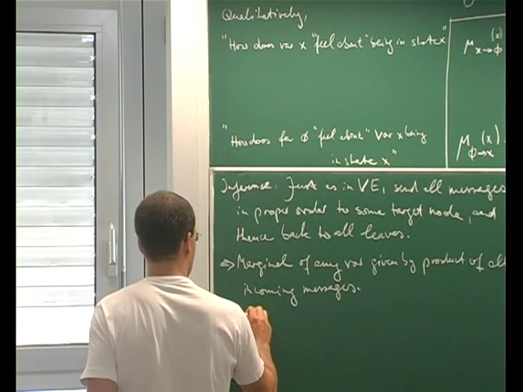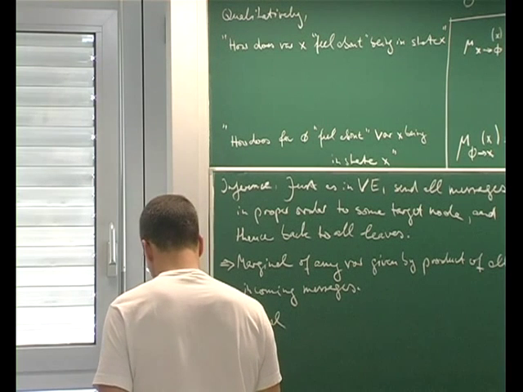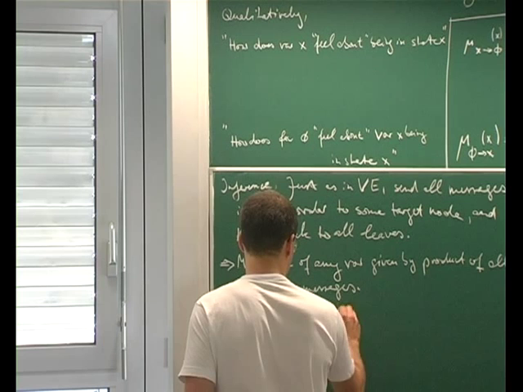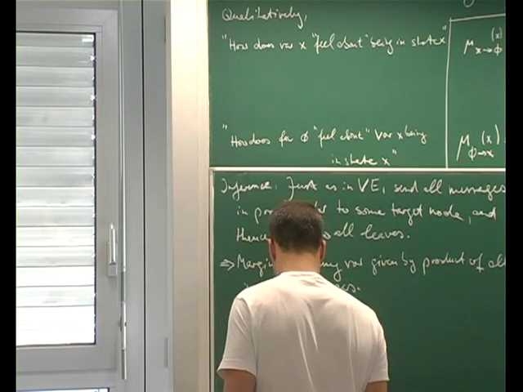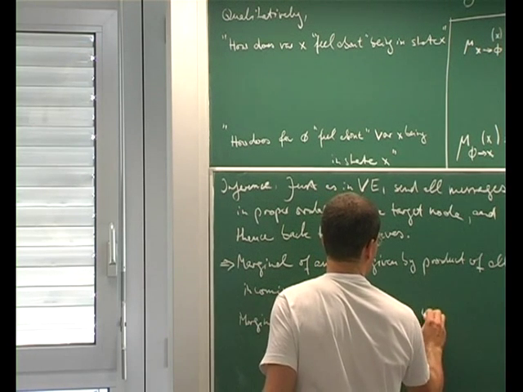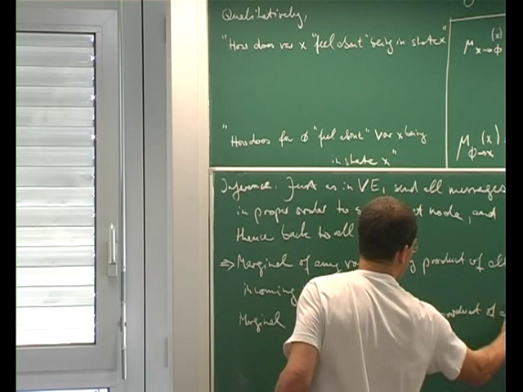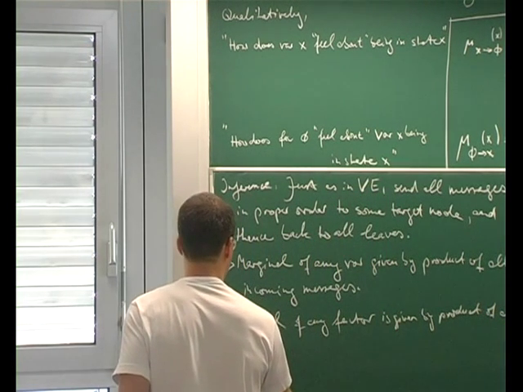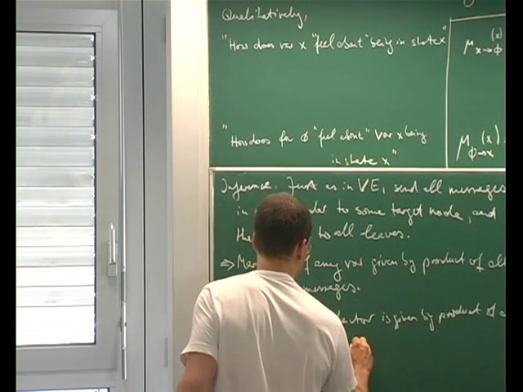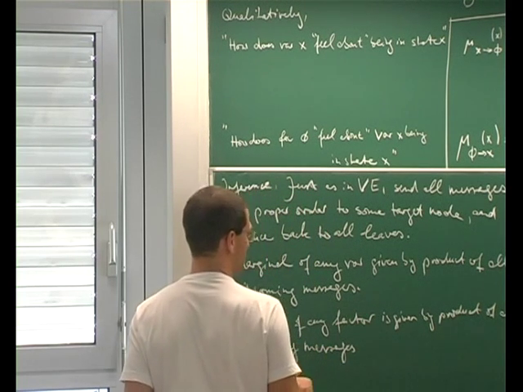And the marginal of any factor, if you happen to be interested in that, is given by the product, again, of all incoming messages, but also you need to multiply here with the local factor, with the native factor.